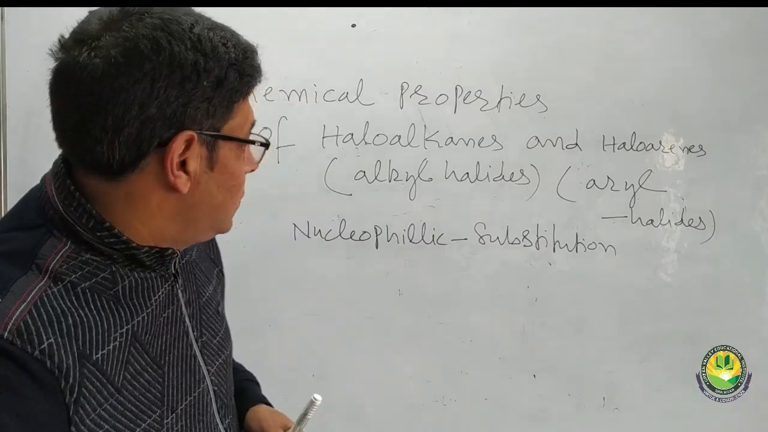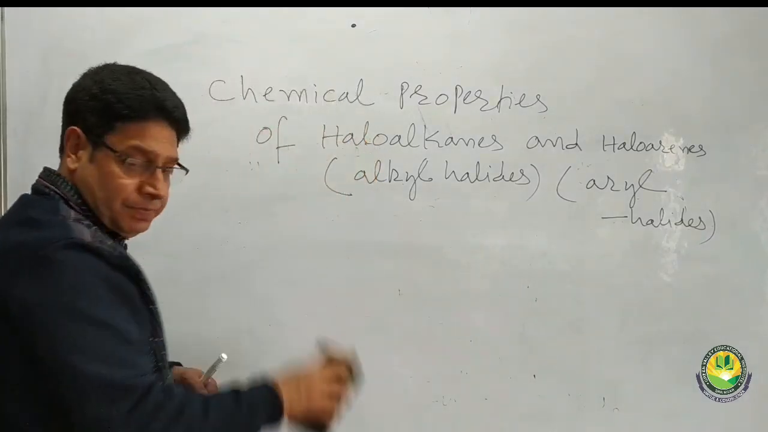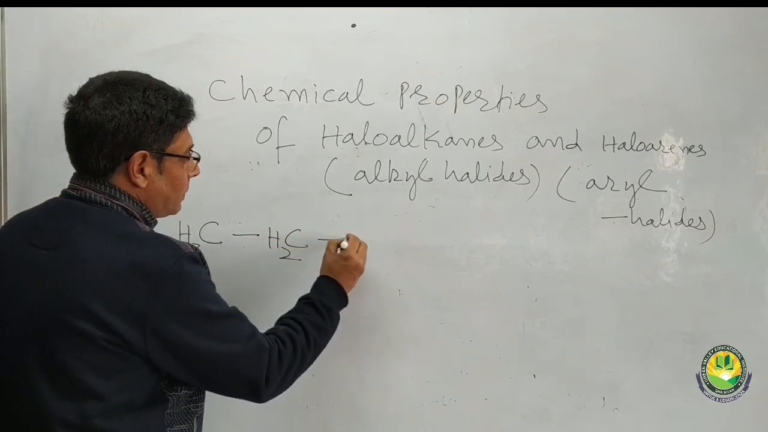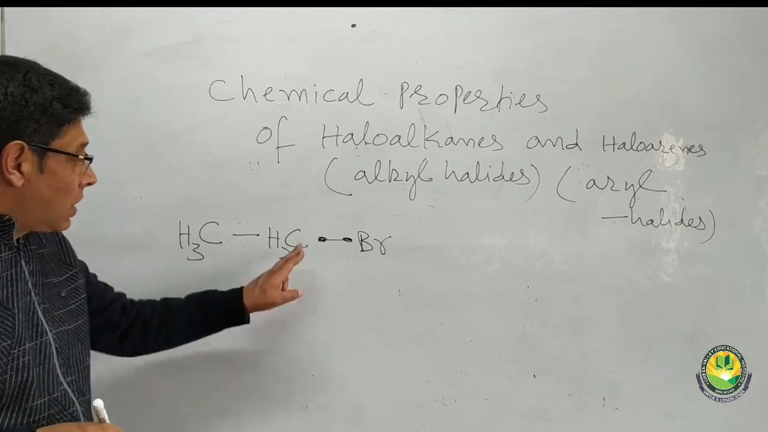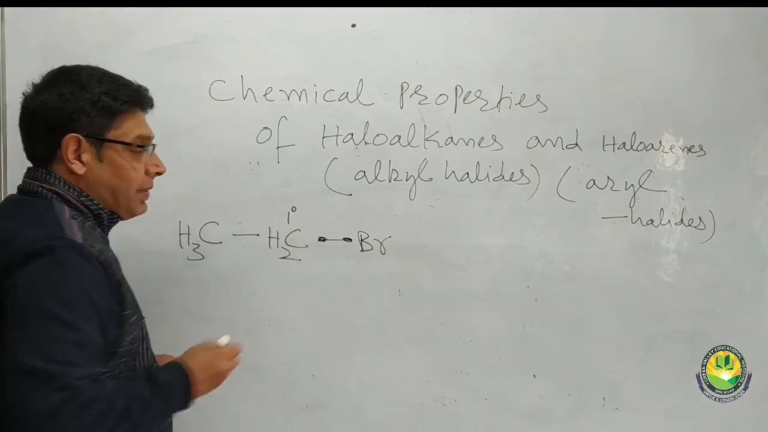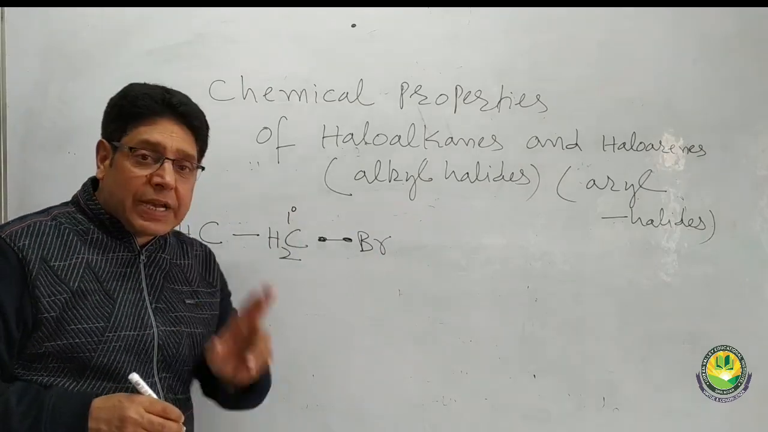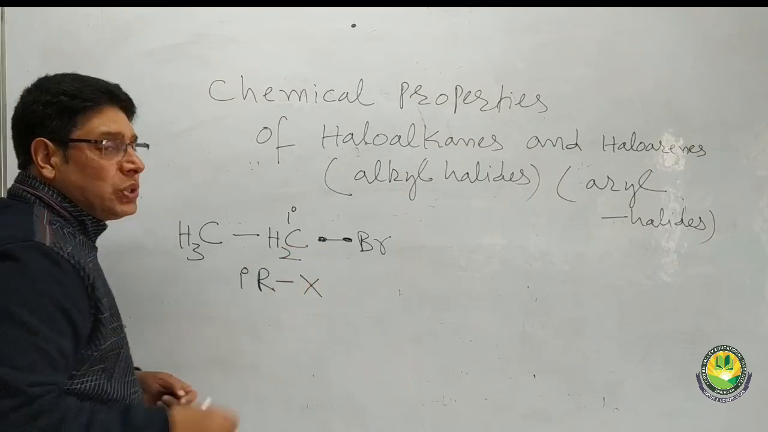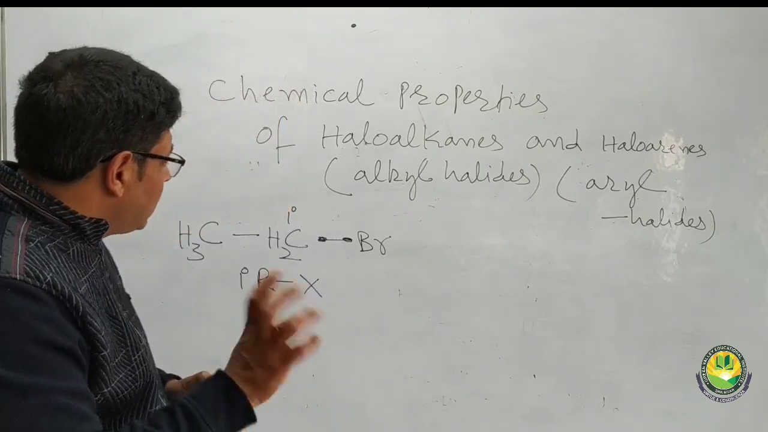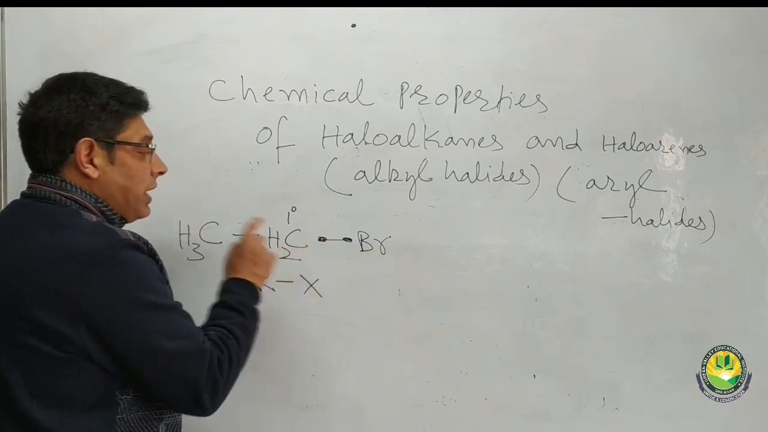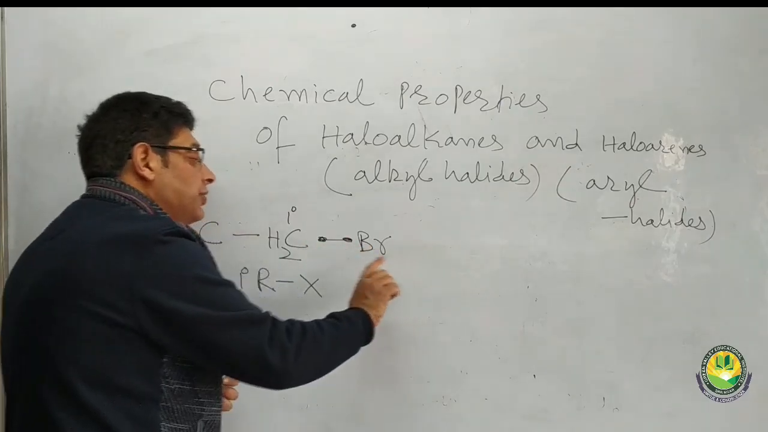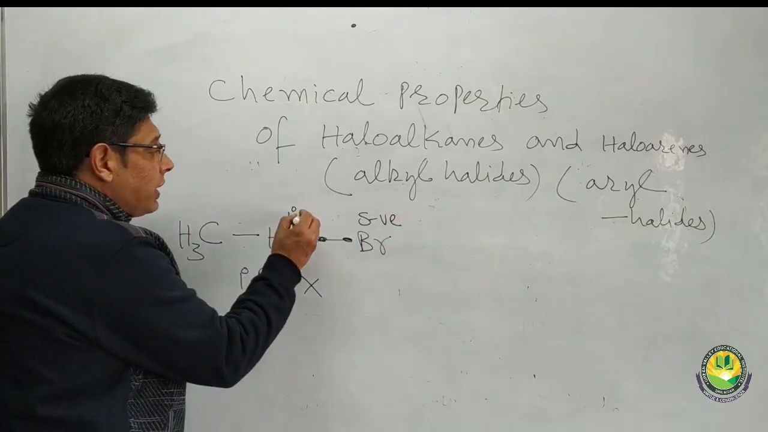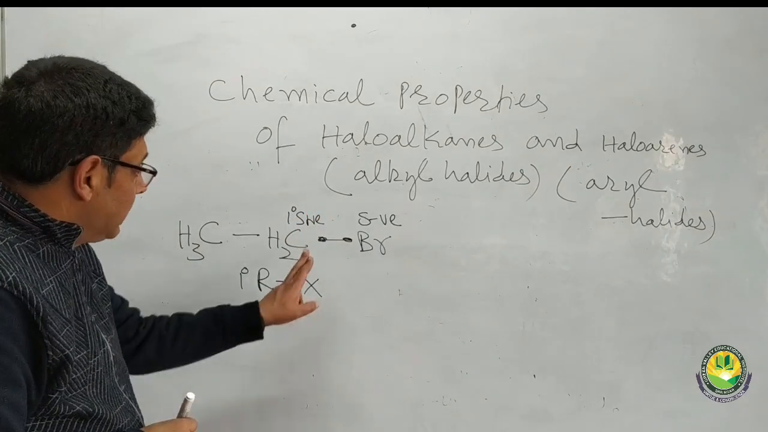If I start with primary alkyl halide: carbon connected to one carbon is called as primary carbon. If primary carbon is connected with halogen, this will be called as primary alkyl halide, or RX means alkyl halide. Now, bromine is more electronegative than carbon. Bromine pulls electrons more towards itself, has delta negative charge. Consequently, carbon has delta positive charge. This bond is polar.